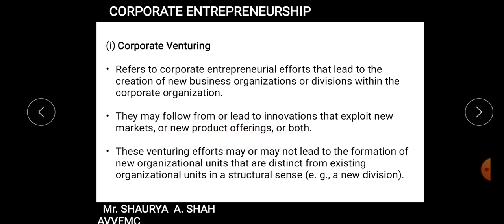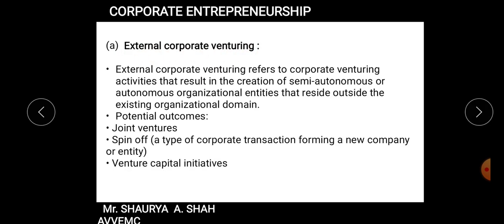Patanjali Paridhan is one of the companies run by Patanjali Limited. They are producing clothes particularly. So again it may be exploiting new markets, new products or offerings, or both. This venturing effort may or may not lead to formation of new organization units that are distinct from existing organization units in a structural sense. So it may or may not lead to a new organization, but the existing organization works in different areas. I hope corporate venturing is clear to you.